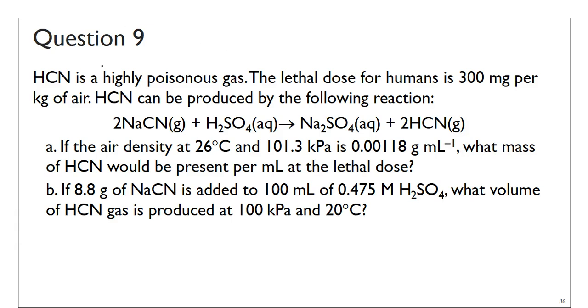So hydrogen cyanide is a highly poisonous gas. I feel like people have heard of the term cyanide in some other context and associate it with toxic anyway. The lethal dose for human is 300 milligrams per kilogram of air. So this is going to be 300 milligrams of hydrogen cyanide, so the mass of hydrogen cyanide per kilogram of air. Effectively, this is a concentration of hydrogen cyanide in the air that will be lethal.